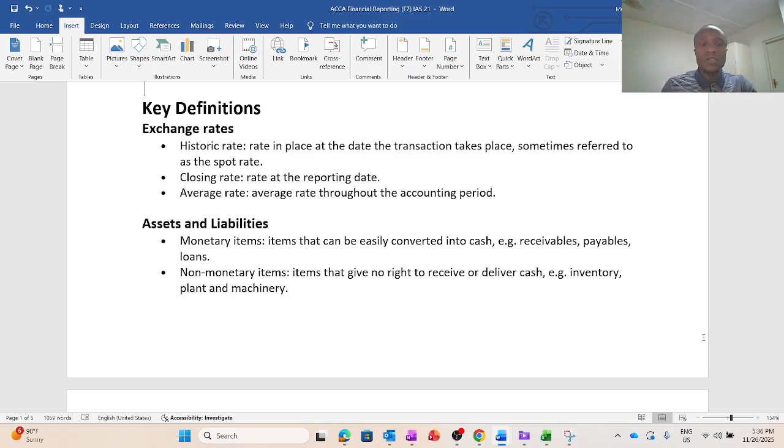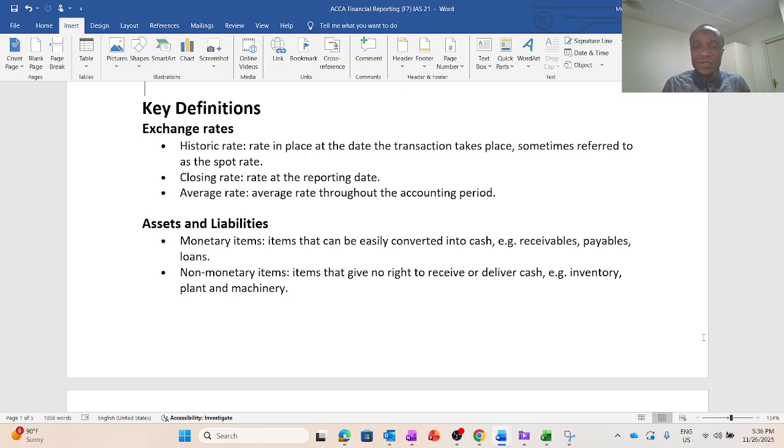So when we are talking about the non-monetary items, these are items that give no right to receive or deliver cash. For example, we are talking about inventory, we are talking about plant and machinery. For inventory, we don't have the right or the obligation to receive or to liquidate any economic resources. If we sell the inventory, then it's fine.